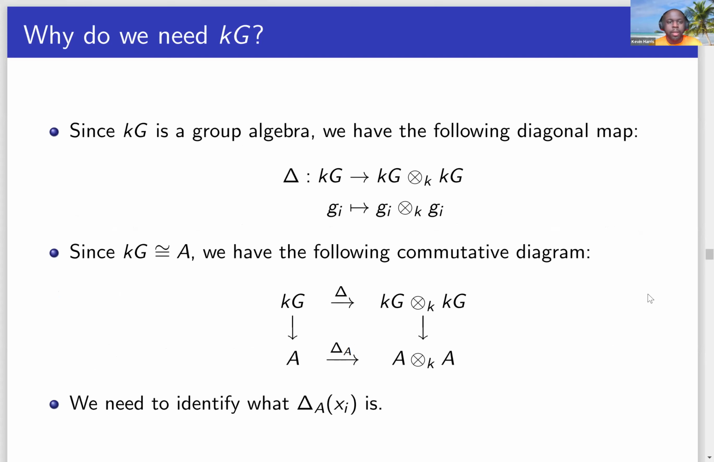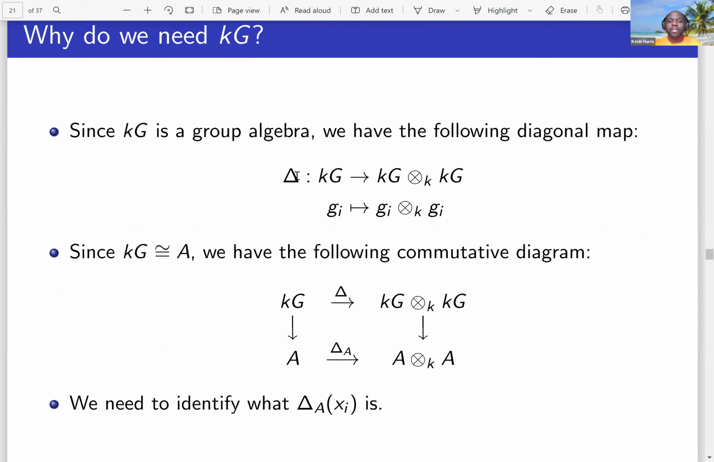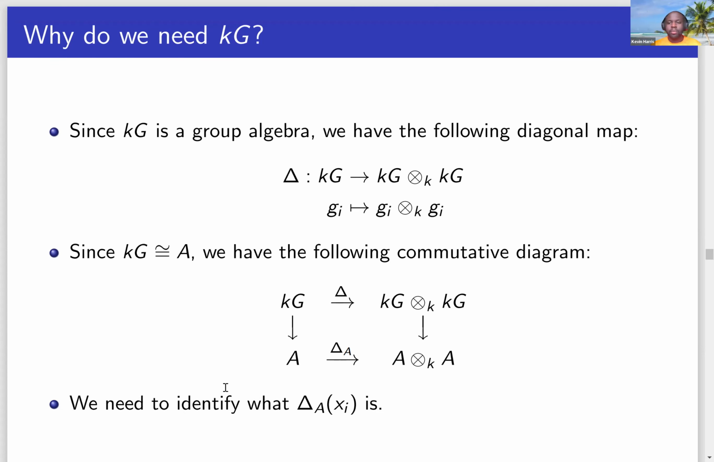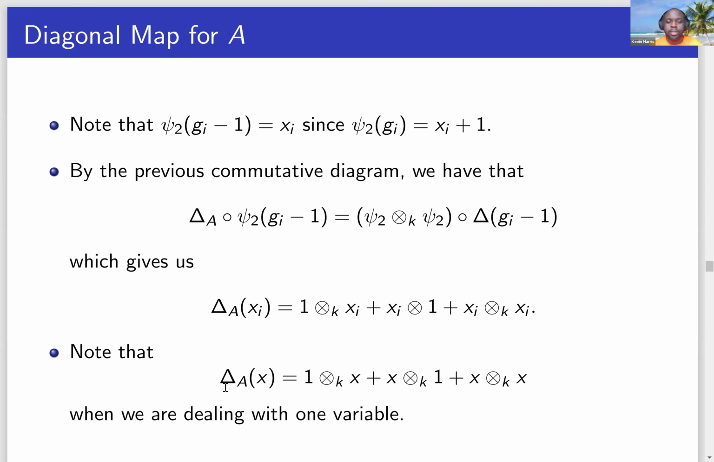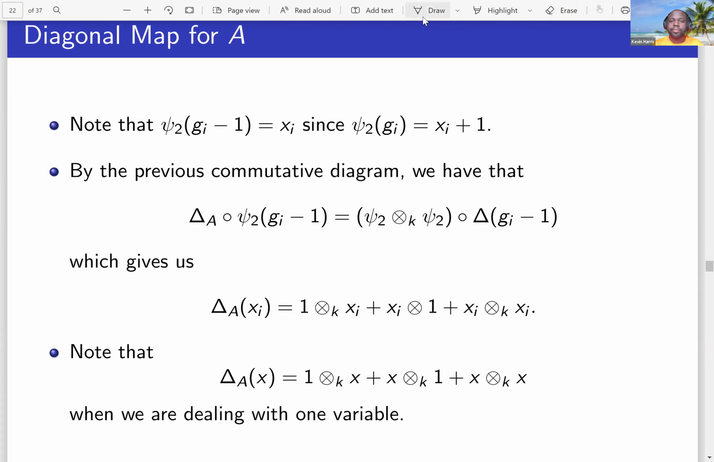But it also gives us a diagonal map for A, so that we're able to determine what happens to a baby tensor of A. So let's skip that part. And yes, so let me circle this.